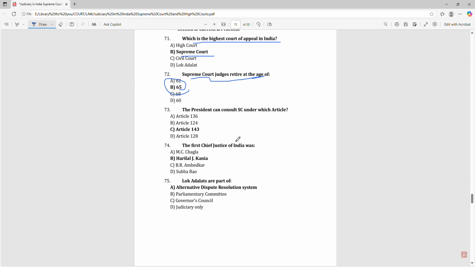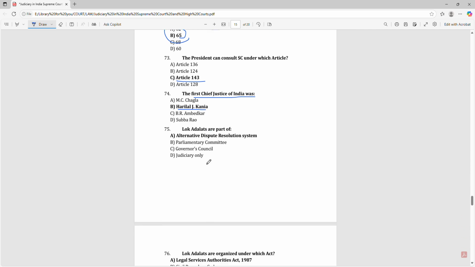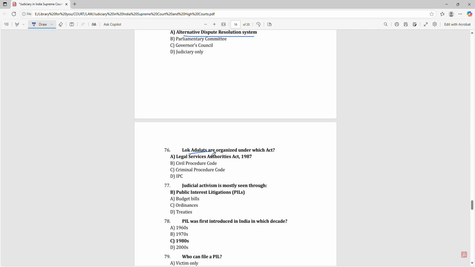The President can consult Supreme Court under which article? Article 143. The first Chief Justice of India was Harilal J. Kania. Lok Adalats are part of the alternative dispute resolution system. Lok Adalats are organized under which Act? Legal Services Authorities Act 1987.